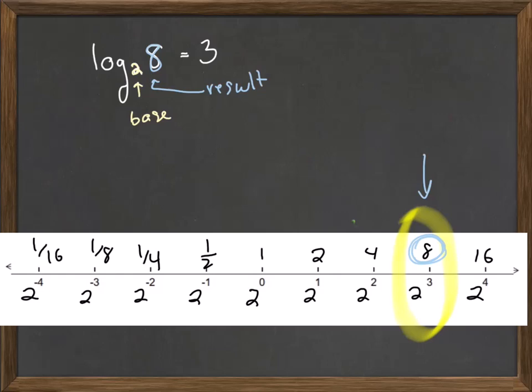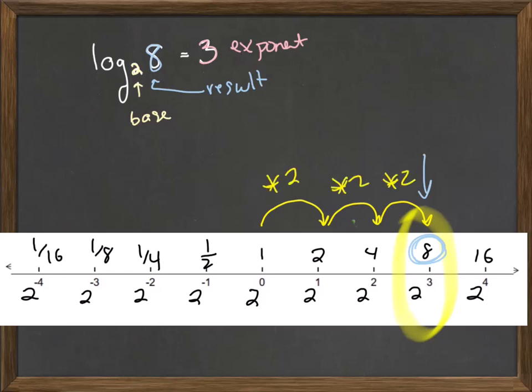So what does 3 tell us? Well, 3 is our exponent. Basically, it's the number of times from 0 that I had to move, in this case to the right because it's a positive 3, in order to get to 8. So let's count: 1, 2, 3 times. From 0, I moved to the right 3 times to get 8. Another way to say that is that I had to multiply 1 by 2, not once, not twice, but 3 times in order to get to 8.